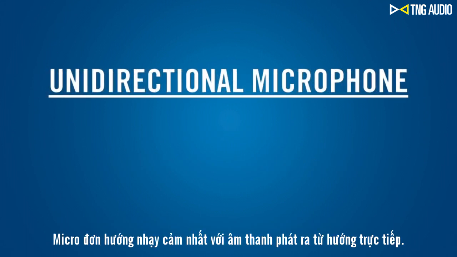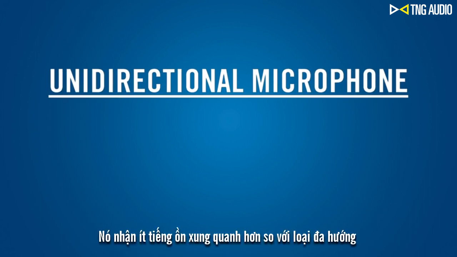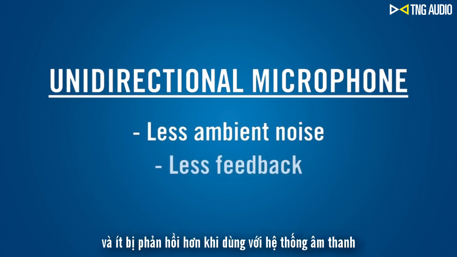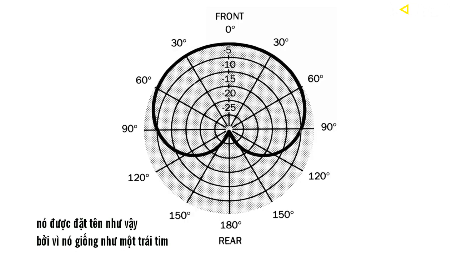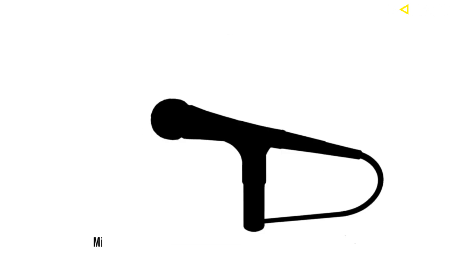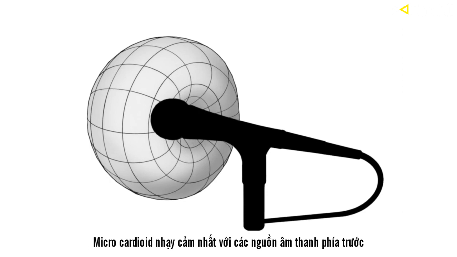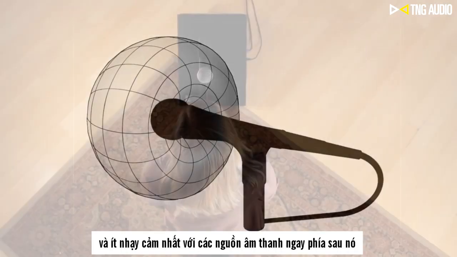A unidirectional microphone is most sensitive to sound coming from one direction. A unidirectional mic picks up less ambient noise than an omnidirectional type and is less susceptible to feedback when used with a sound system. The most common unidirectional pattern is the cardioid, which is so named because it resembles a heart. A cardioid microphone is most sensitive to sound sources in front of the mic and least sensitive to sound sources that are directly behind the mic.